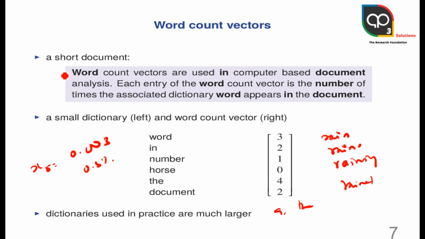Dear friends, kindly note here: word count vectors are used in computer-based document analysis. Each entry of a word count vector is the number of times the associated dictionary word appears in the document. Kindly observe here: the word "word" appeared thrice, "in" twice, "number" once, "horse" no times, "the" 4 times, and "document" twice.